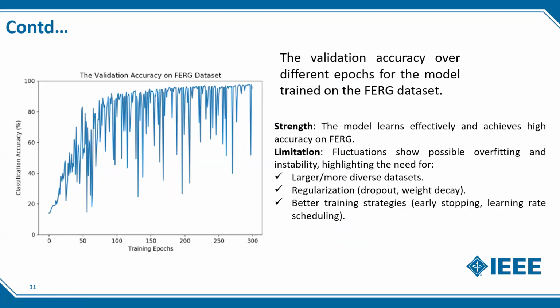The strength is the model learns effectively and achieves high accuracy on FERG, but the limitation is the fluctuations show that the model is overfitted, which shows instability. That means we have to revise the model, highlighting the need for a larger or more diverse data set, and we have to work on regularization such as dropout, weight decay, and better training strategies such as early stopping or learning rate scheduling. All these things are to be adopted to reduce the overfitting. Okay.